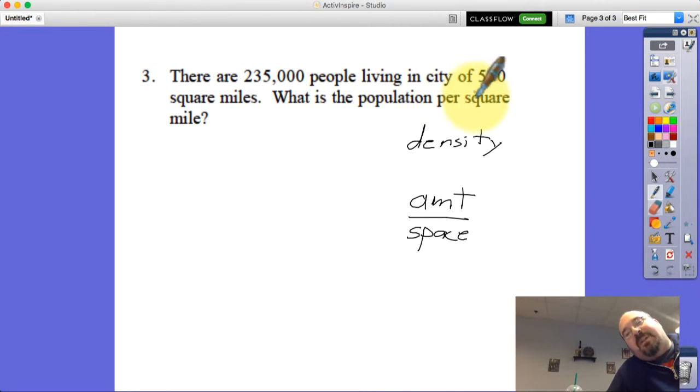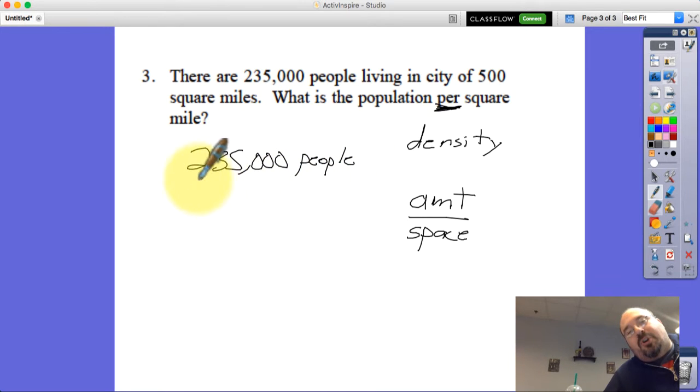So we want to know the population per square mile, okay? The word per means we're going to be dividing at some point. So this is a very simple problem. We have 235,000 people per 500 square miles.